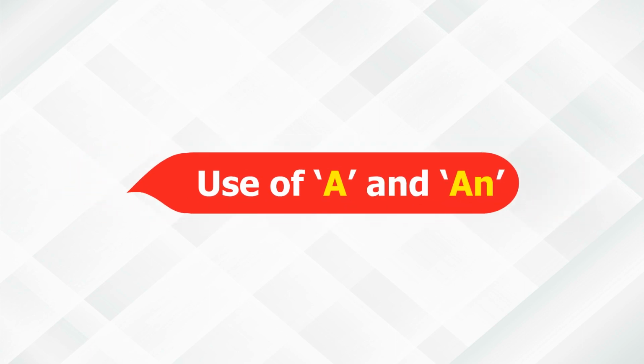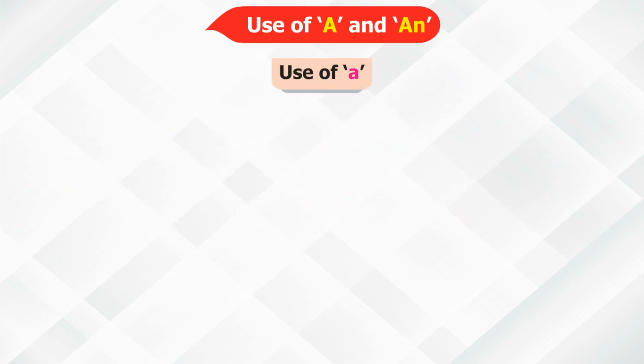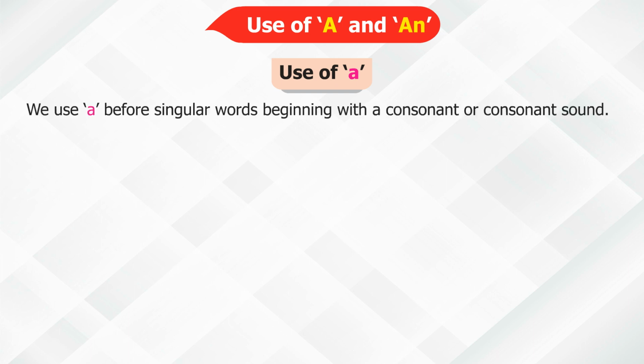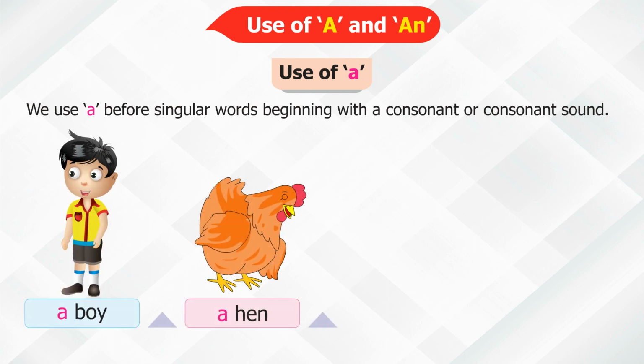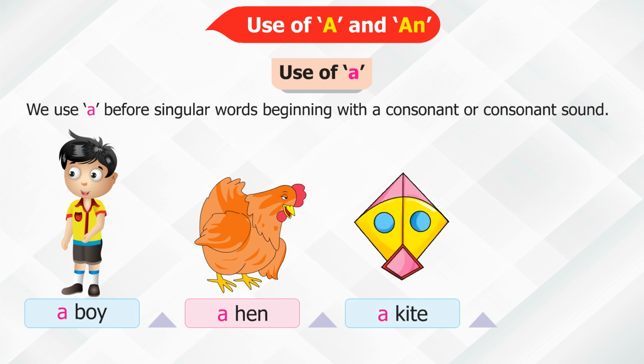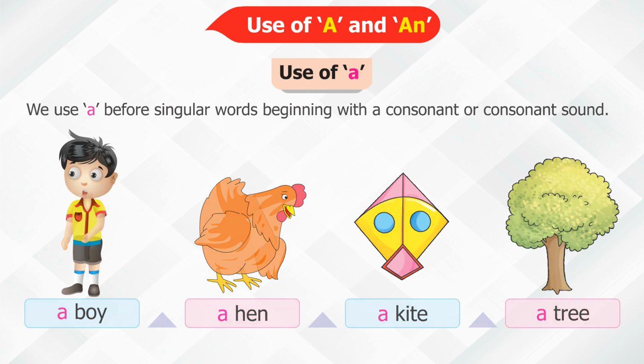Use of a and an. Use of a. We use a before singular words beginning with a consonant or consonant sound. A boy, a hen, a kite, a tree.